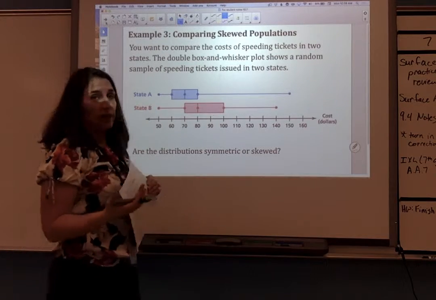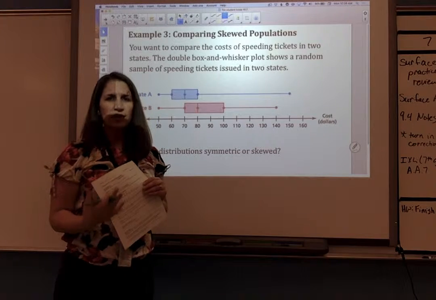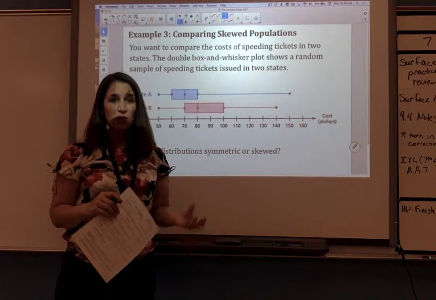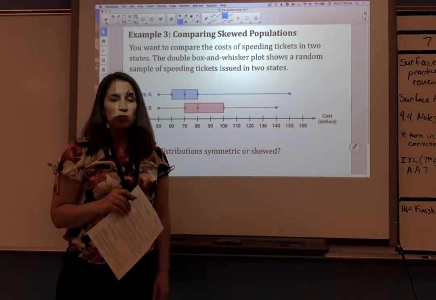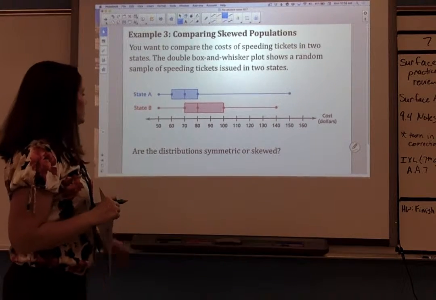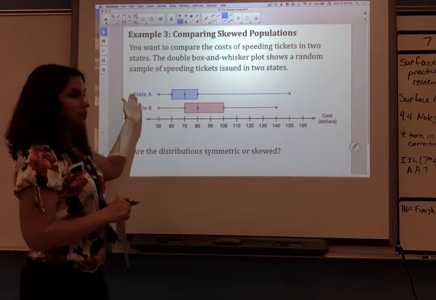So if we want to look at some different populations here, if we want to compare the cost of speeding tickets in 2 different states, let's look at the box and whisker plots that show a random sample of speeding tickets issued in the state. So first of all, are the distributions symmetric or skewed? Let's look at state A.